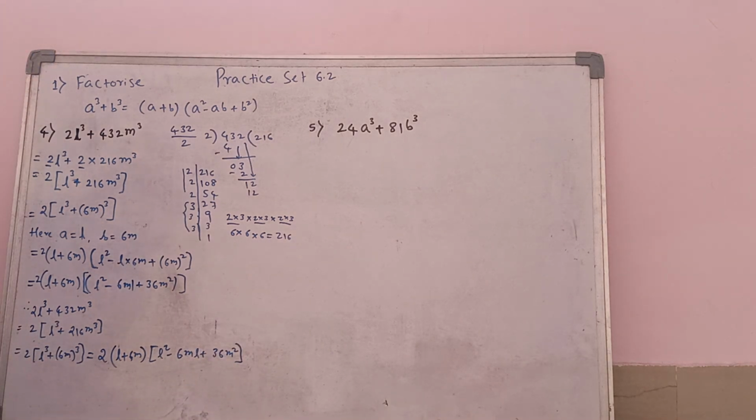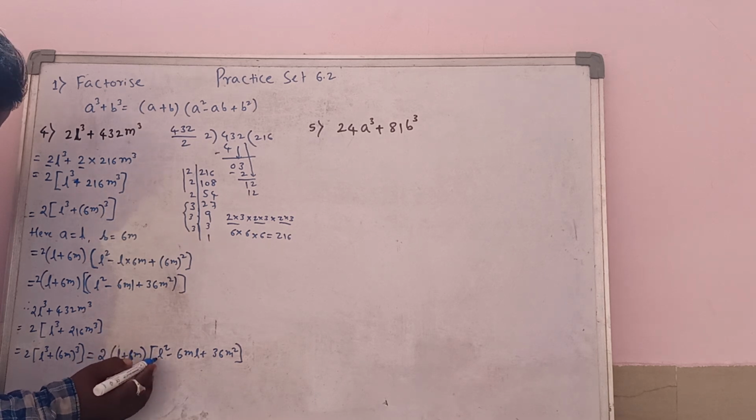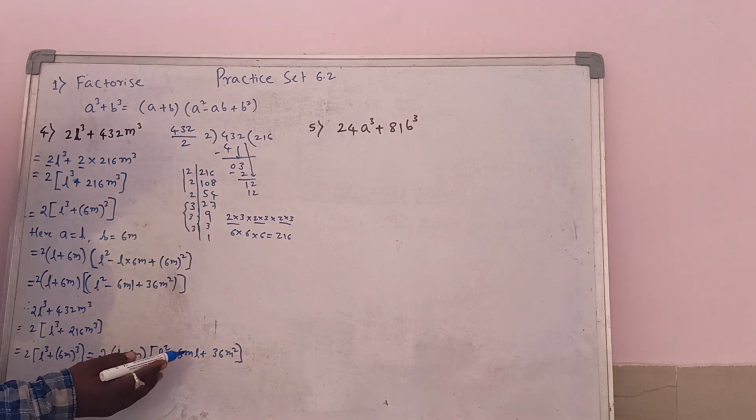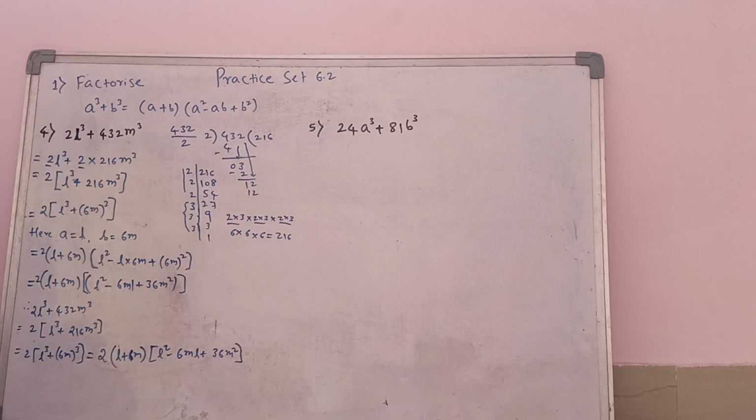Just check it out. 2 is taken common here. 2 into l plus 6m into l square minus 6ml plus 36m square. So this is our final answer. Shall we move to the second one?